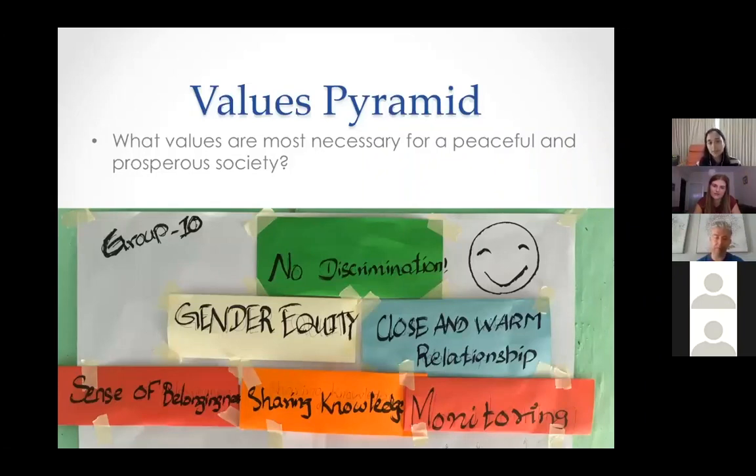So can you guys think of any other values that might be necessary, but this time for a peaceful and prosperous society? We can just whizz through, just throw ideas at me. Collaboration. Elaboration. Okay. Justice and honesty. Nice. What do you mean by elaboration, Colette? Collaboration. Collaboration, I got you.